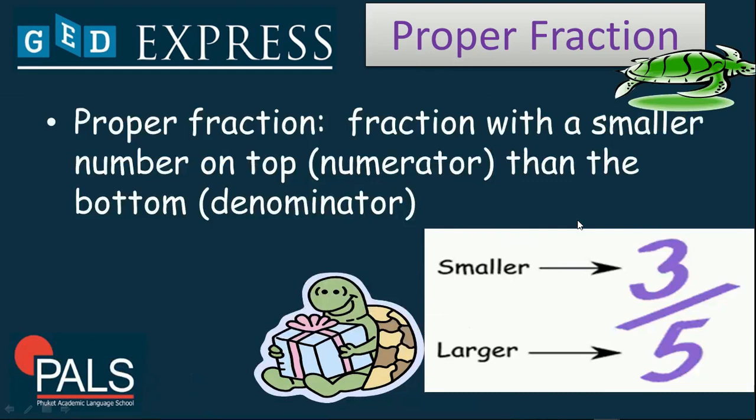Now, we have different types of fraction. First is the proper fraction. Proper fraction is a fraction with a smaller number on top and the one on the denominator side, or the one at the bottom, is larger. So this is an example of a proper fraction.